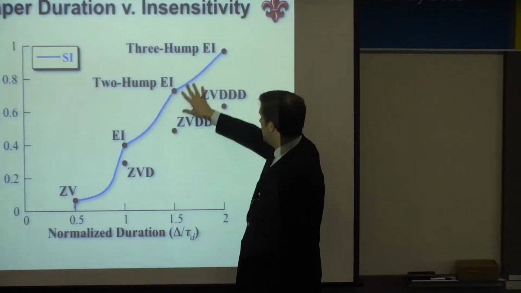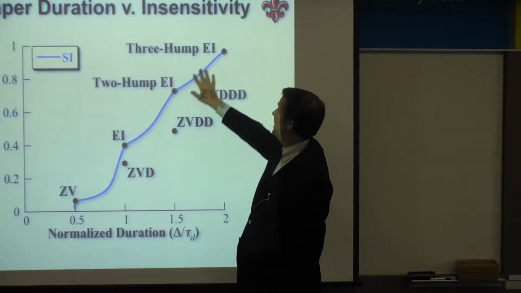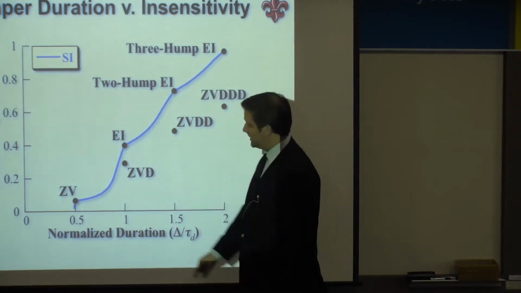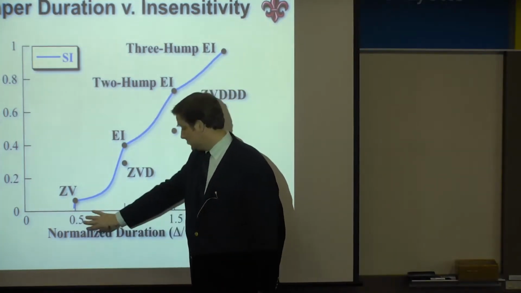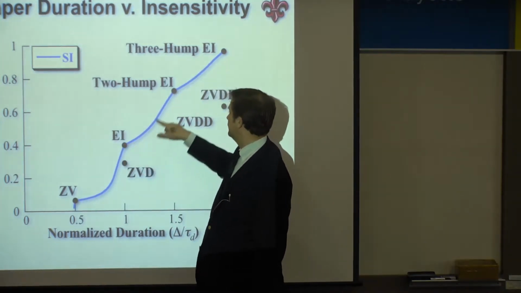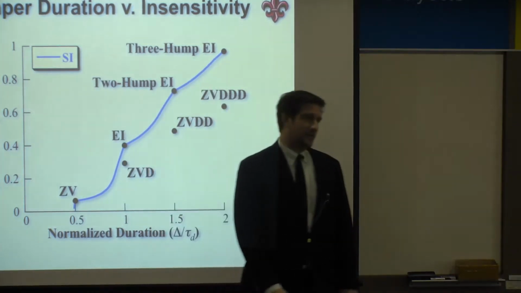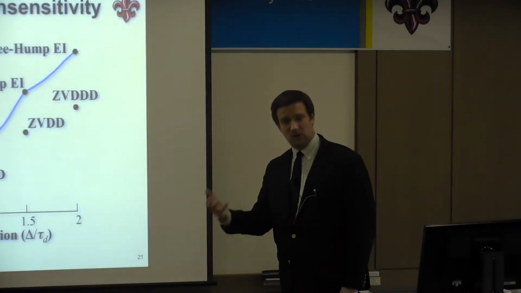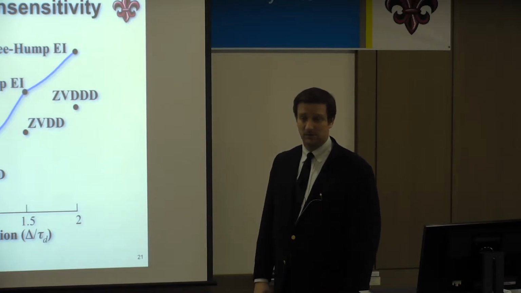And then there are some other closed form shapers we know, a 2-hump EI, a 3-hump EI, some other ones up here. And what we see is that the SI, like we said, we can design it for any insensitivity we want. So that's why we show it as a curve. And what this curve shows is there is some kind of optimal trade-off between duration and insensitivity.